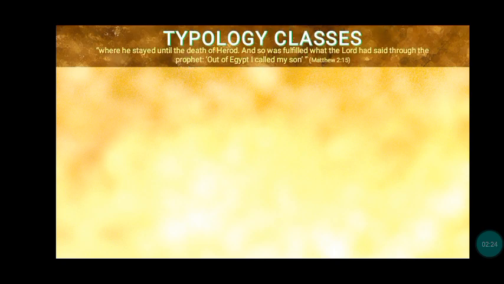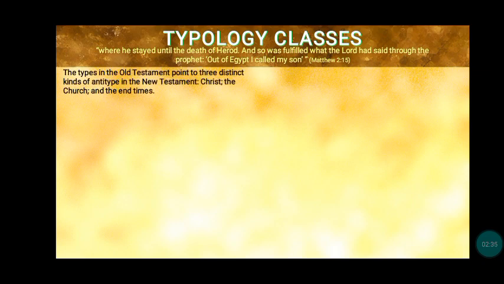Typology classes. Where he stayed until the death of Herod, and so was fulfilled what the Lord had said through the prophet, out of Egypt I called my son. Types in the Old Testament point to three distinct kinds of antitype in the New Testament: Messiah, the church, and the end times.